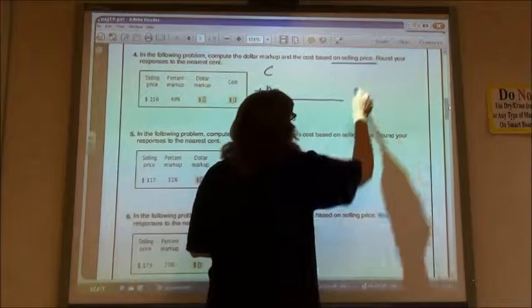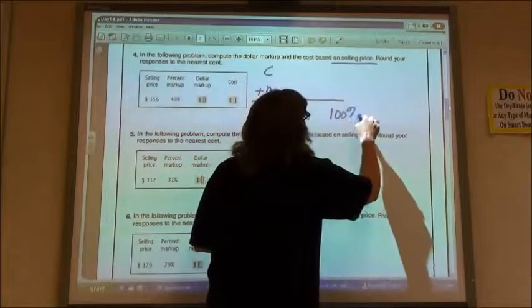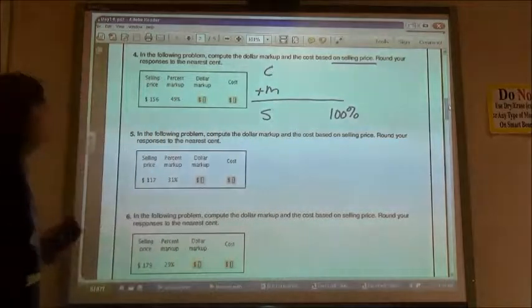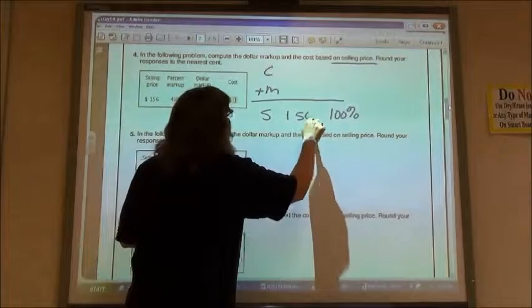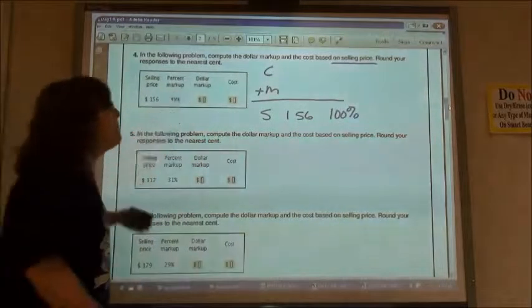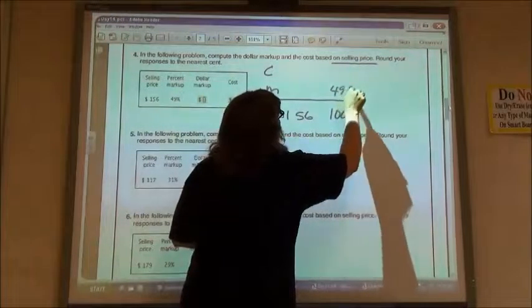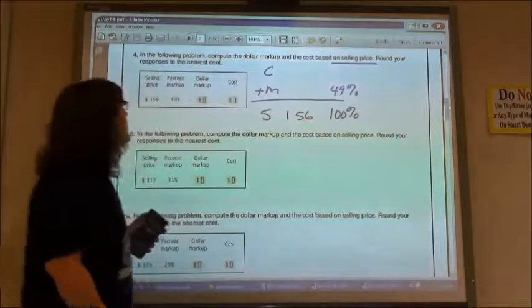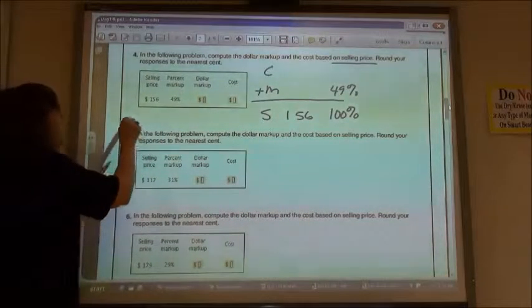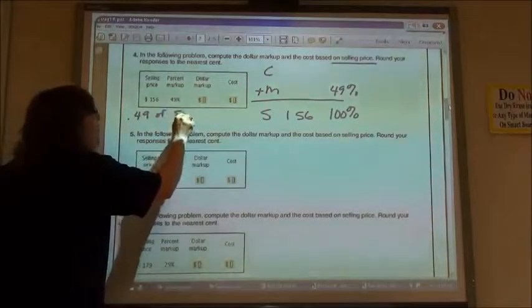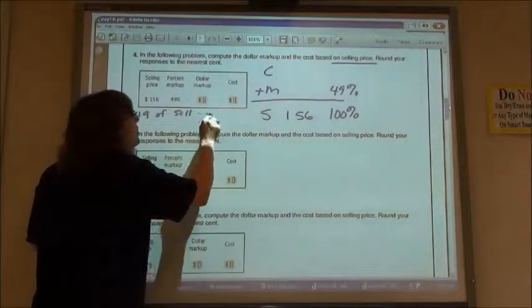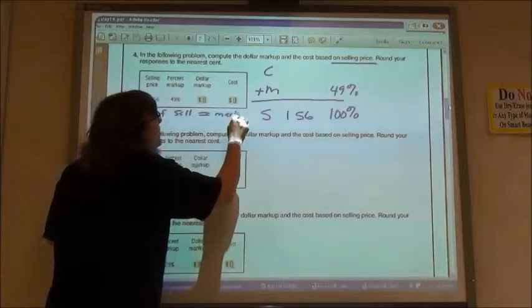We're basing it on the selling price, so the 100% has to go over here. This time we know the selling price is 156. We know the percent markup is 49%. So we would say 49% of the selling price is going to equal the markup.